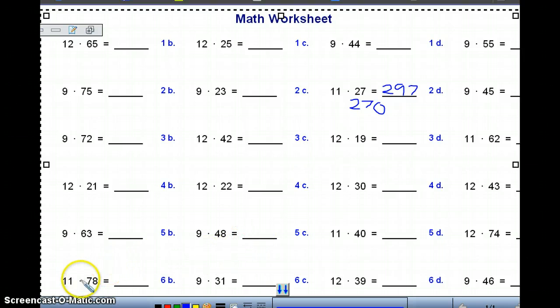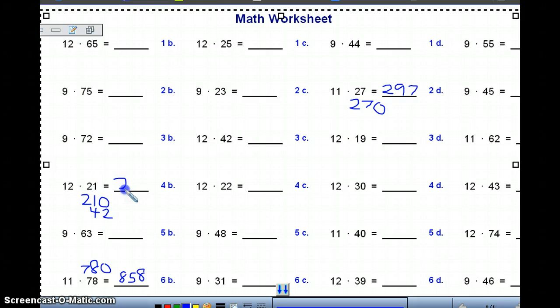I'll do another 11 over here, 11 times 78. So I start with the 780. And if I have to add 78, that's going to take me to 858. So that's for our 11s fact. Let's do a 12s fact right up here. So I'm going to start with my 210, which is 10 groups of 21, and then I need 2 more groups of 21, so that would be 42. And you can write that down if you want.